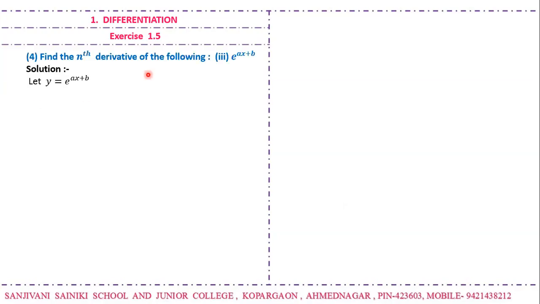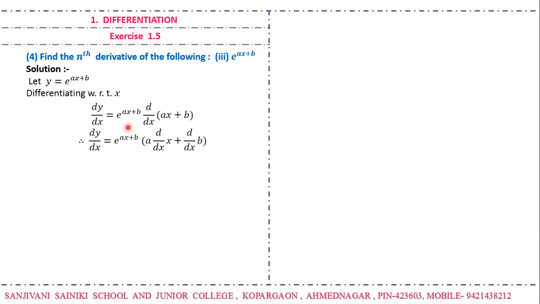Find the nth derivative of the following: e raised to ax plus b. Now differentiate with respect to x. e raised to f of x, its derivative is e raised to f of x into f dash of x. So dy by dx is e raised to ax plus b into a. This a is the derivative of ax plus b.